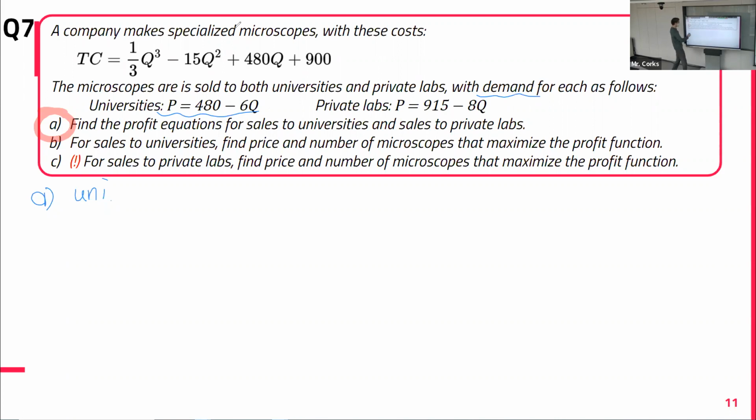And what do we need to do with this? Okay, we need a total revenue equation. So P times Q. So P will be this thing. So 480 minus 6Q times Q. So 480Q minus 6Q squared. All right, and we've been given this total cost equation here already. I'm not going to rewrite that. So we can use those two things to make a profit equation.